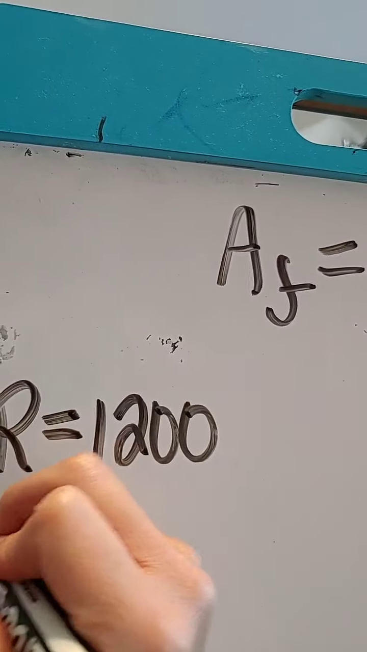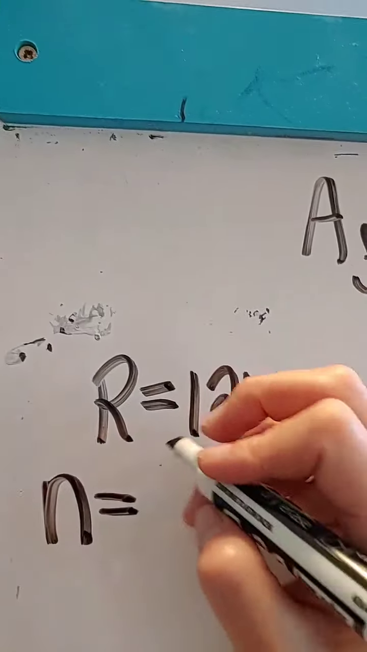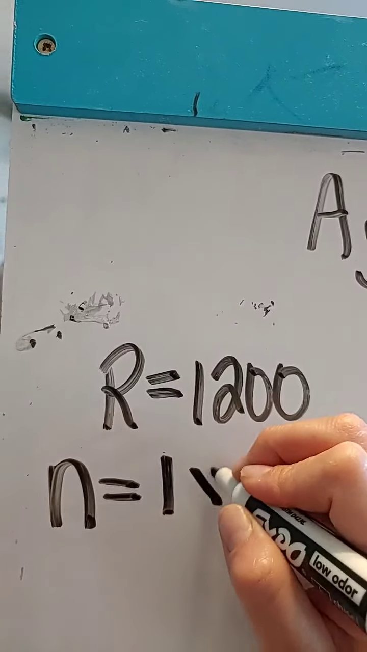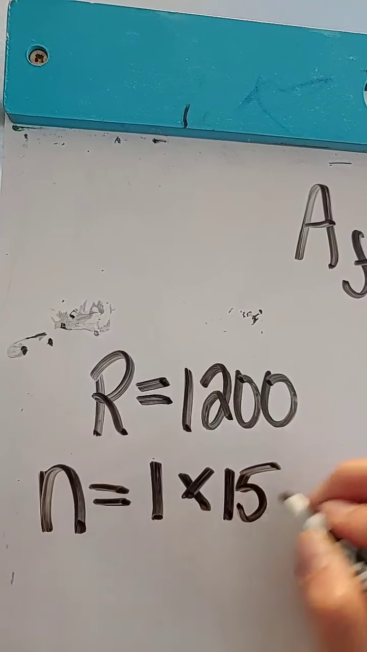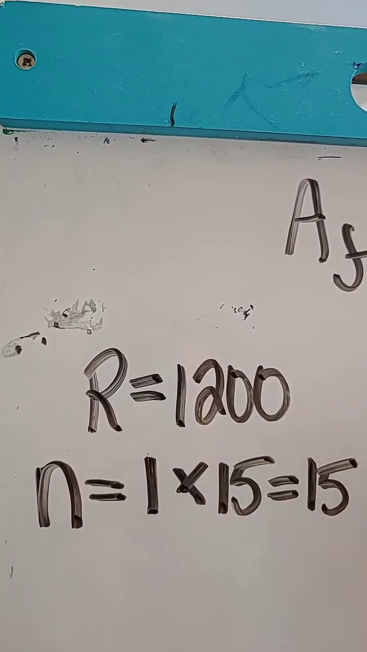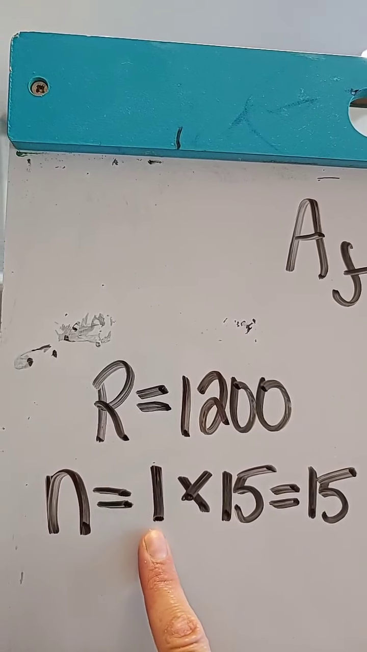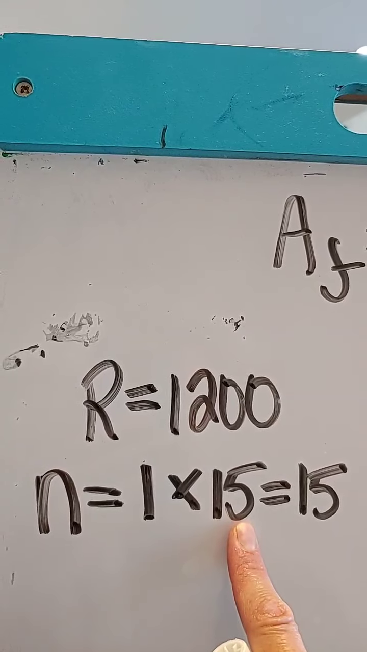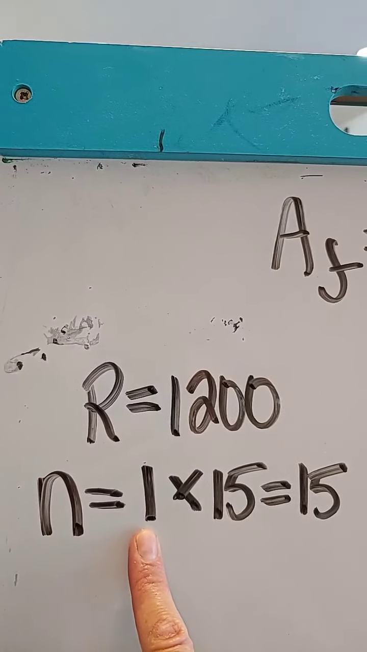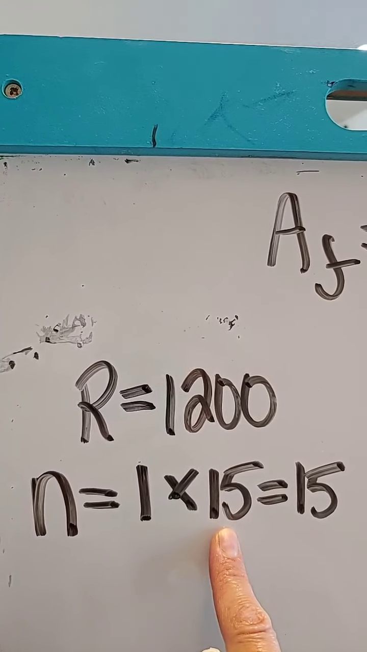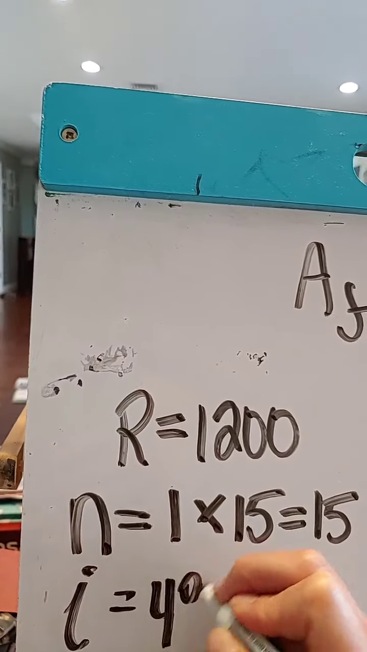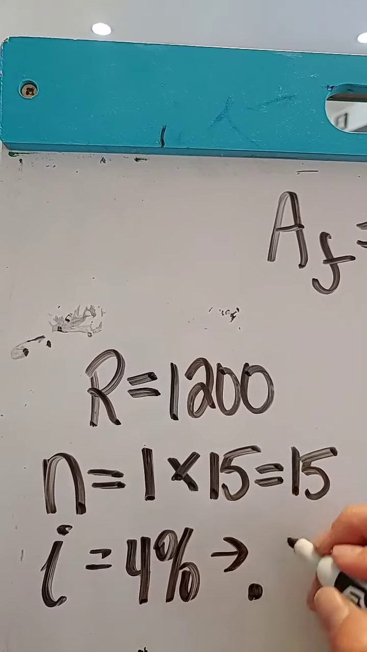So your N value means you're going to do one payment each year for 15 years. So you have 15 total payments. If it said semi-annually, then you would have 2 payments for 15 years. So 30. If it said monthly, you would have 12 payments per year for 15 years. So you'd have 12 times 15. All right, interest rate. Your interest rate is 4%. That does not go into the calculator. It goes in as 0.04.